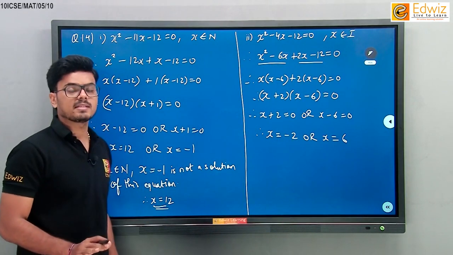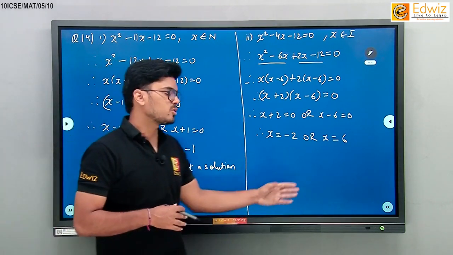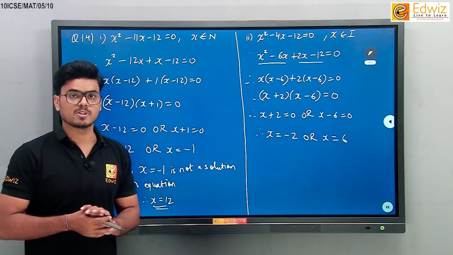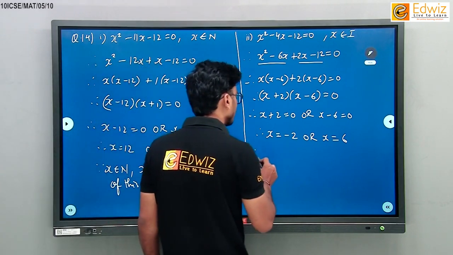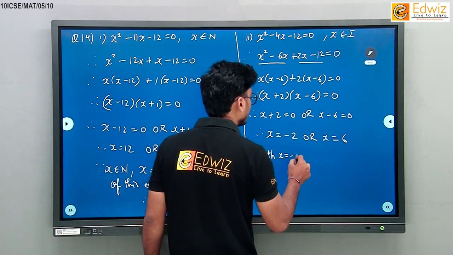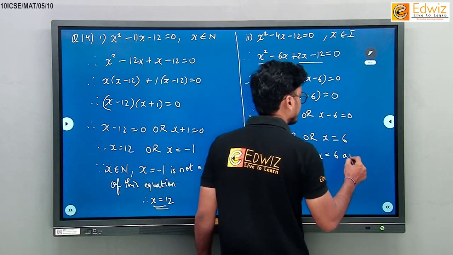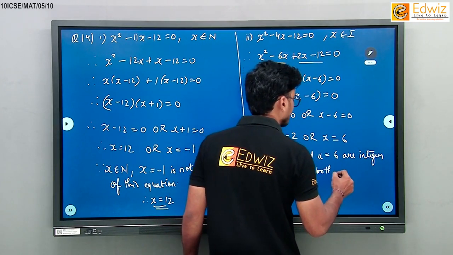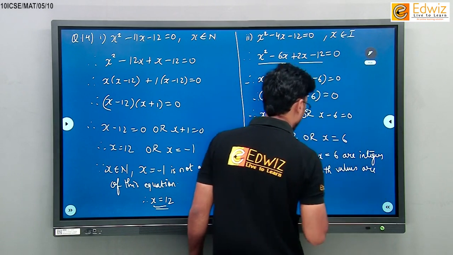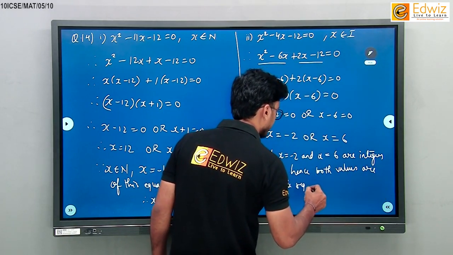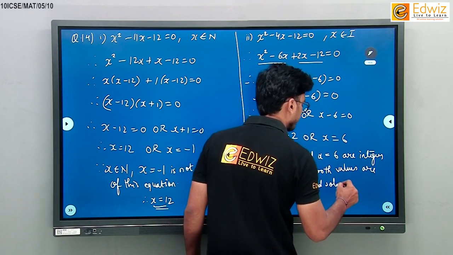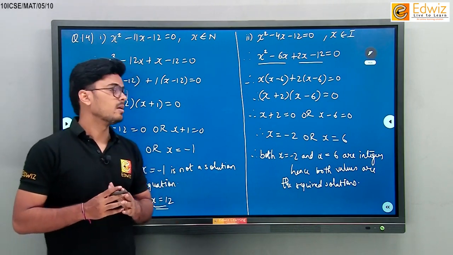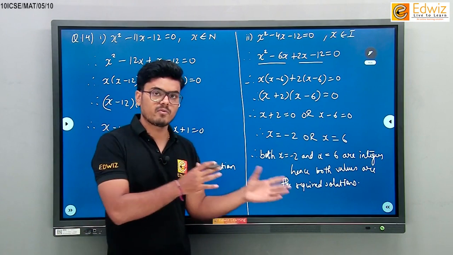Now both the solutions here are integers. As you can see, minus 2 and 6, they are both integers. So we don't need to discard any solution. Both these will be the solution of this equation. Therefore both x equal to minus 2 and x equal to 6 are integers. Hence both values are the required solutions. So in this question, both of them will be considered the solution. Now take 30 seconds to note this down and then we will conclude the session.